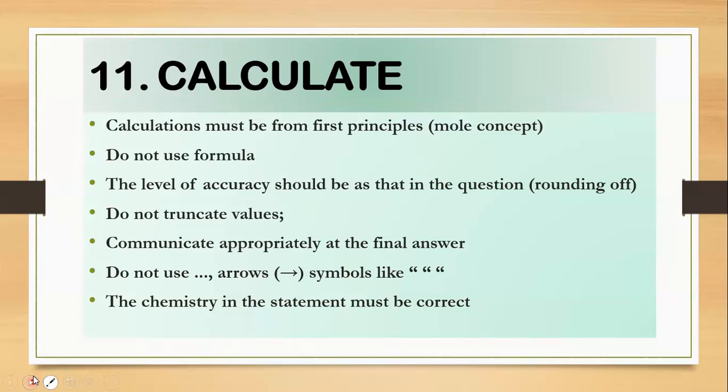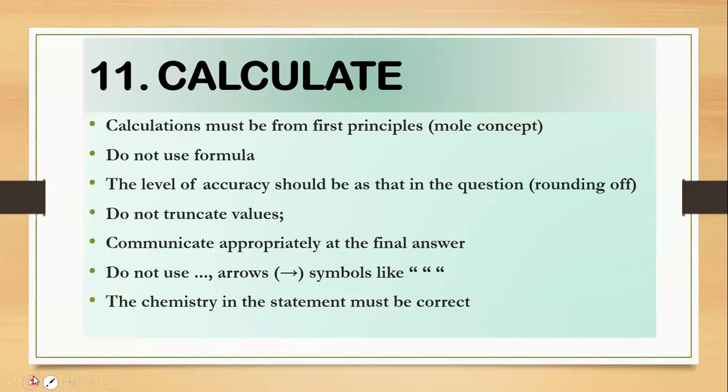Number three, the chemistry in the statements that you make must be correct. What do I mean? That the chemistry must be correct. Listen to this statement. 1 mole of ethanol produces 1,360 kilojoules of heat. That is from enthalpies of combustion. That statement is very correct.